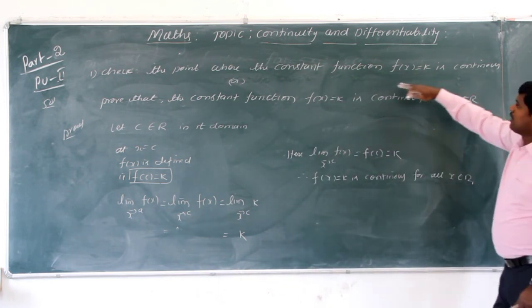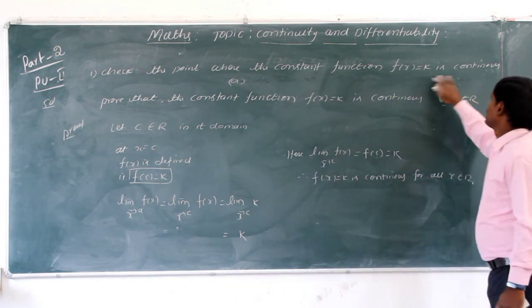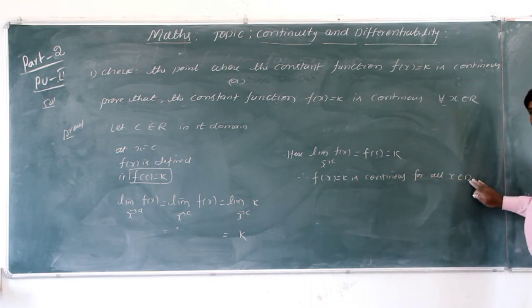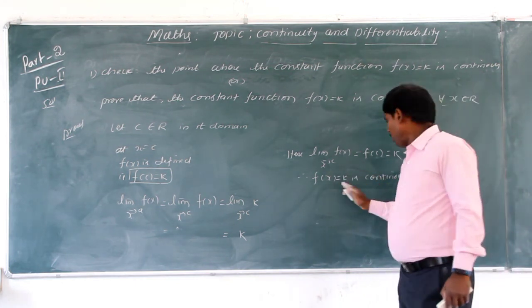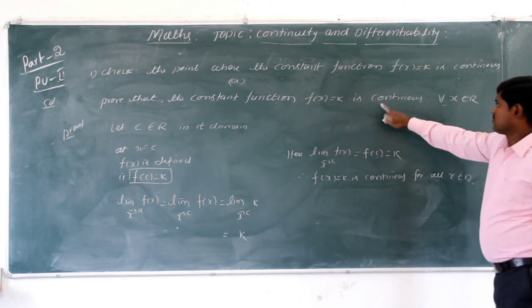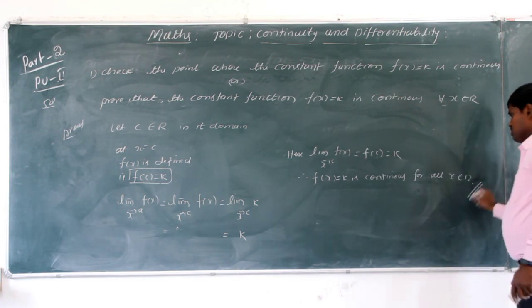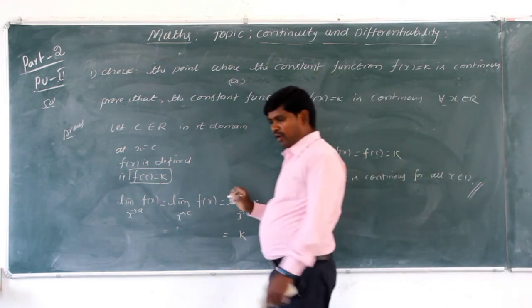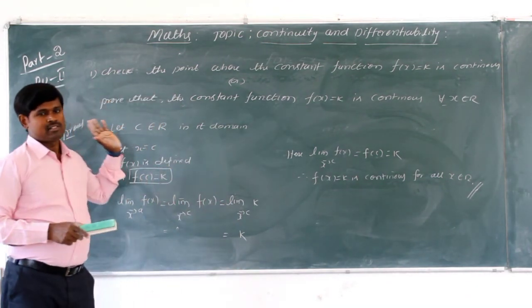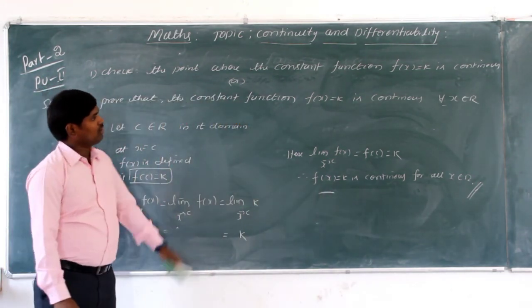So the question is to check the point where the constant function is continuous. That means this is continuous for all x belongs to R. That means there is no point of discontinuity. It is continuous for all real values. So it is the same sense. So f of x equal to k, a constant, is continuous for all x belongs to real number. That means there is no point of discontinuity. Therefore, it is a continuous function for all real values.